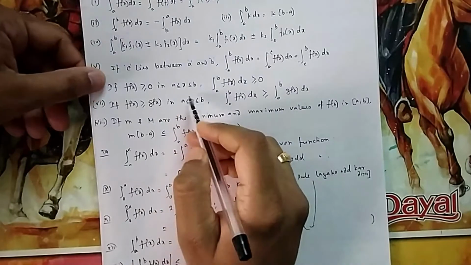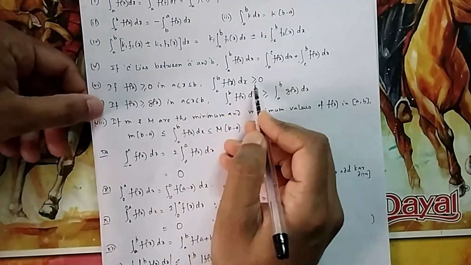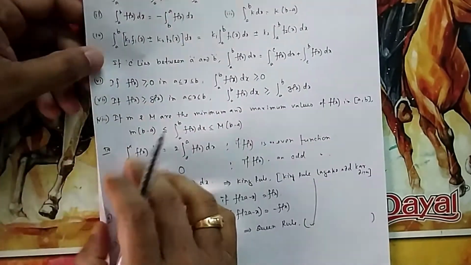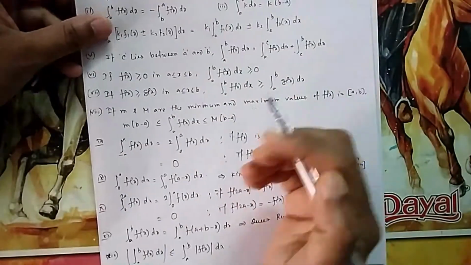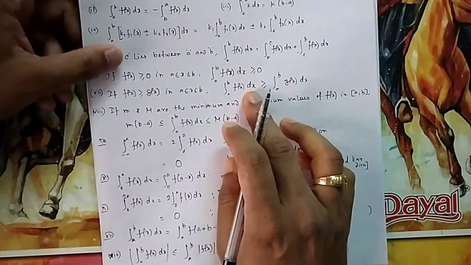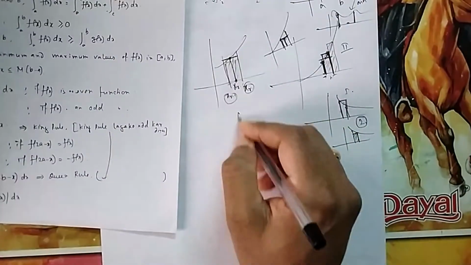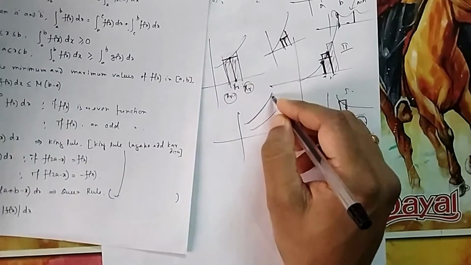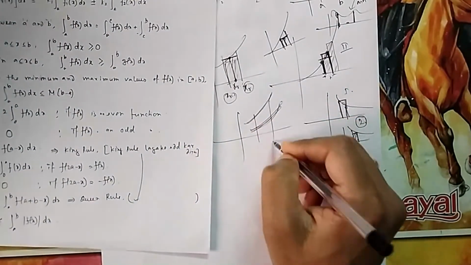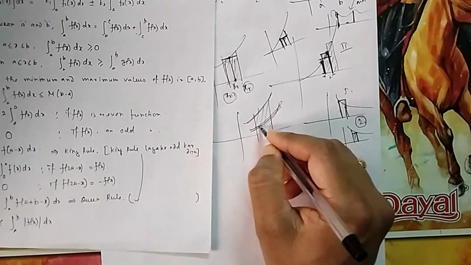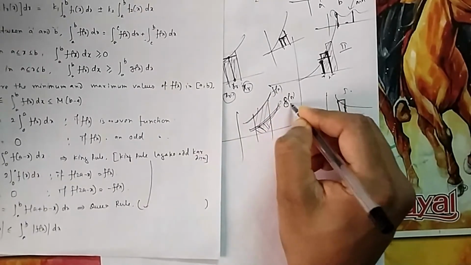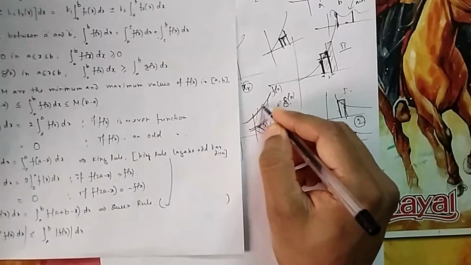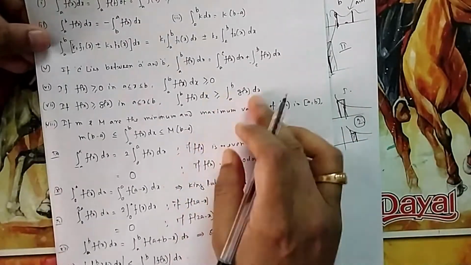If f(x) is greater than 0, then this integration is also greater than 0. We have already seen from that graph that this area will always be positive because your function is positive. If one function is greater than another function, then this area will obviously be greater than this area. Suppose this f(x) is always greater than g(x). This is f, this is g(x), because f is more than g. So the area under this curve in the case of f will be more than g.